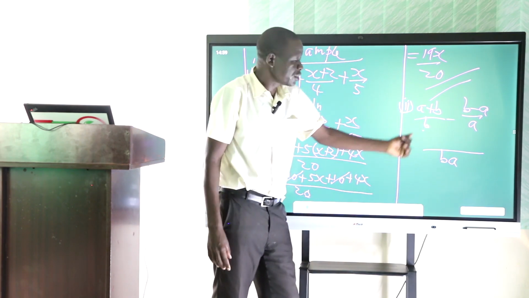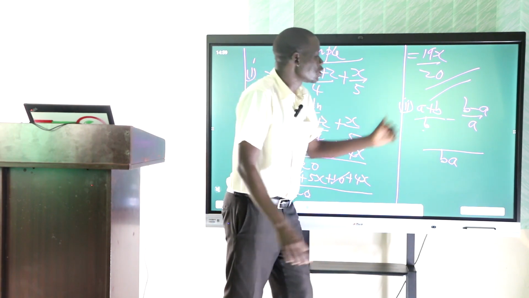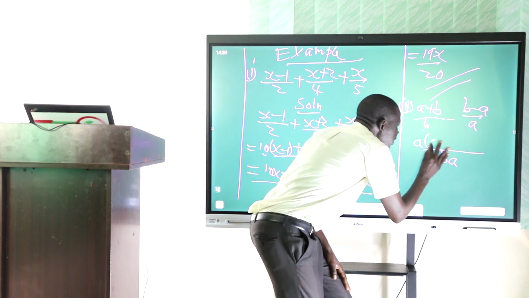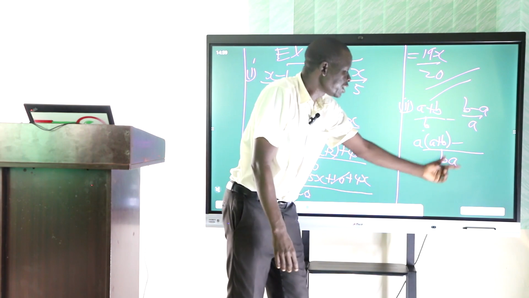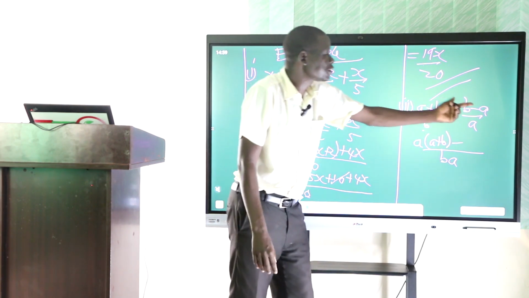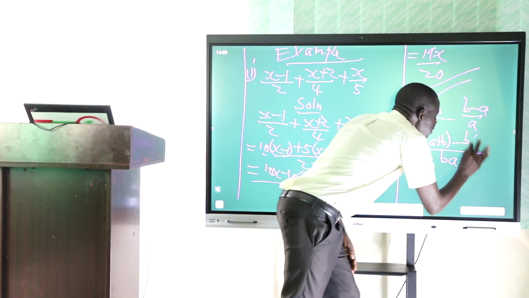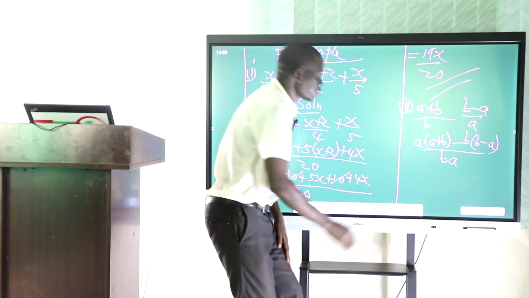ba divided by b, the b's will cancel. We are left with the a. And the a times the whole of this, we get a into (a plus b), minus ba divided by a, the a is cancelled. We are left with the b. And b times the whole of this, we get b into (b minus a). Then we open the brackets.